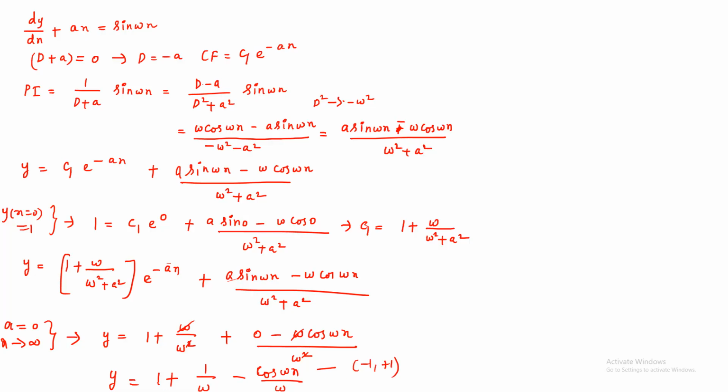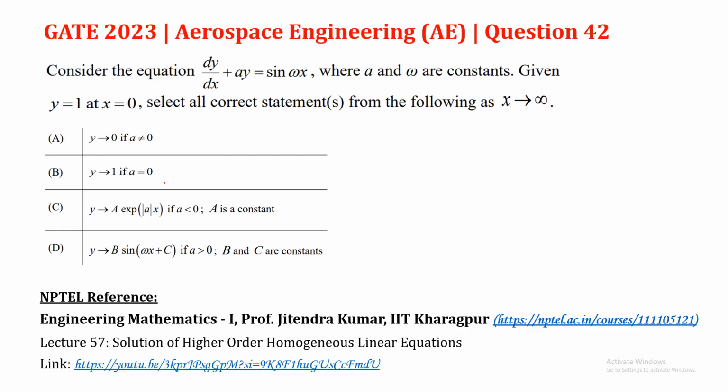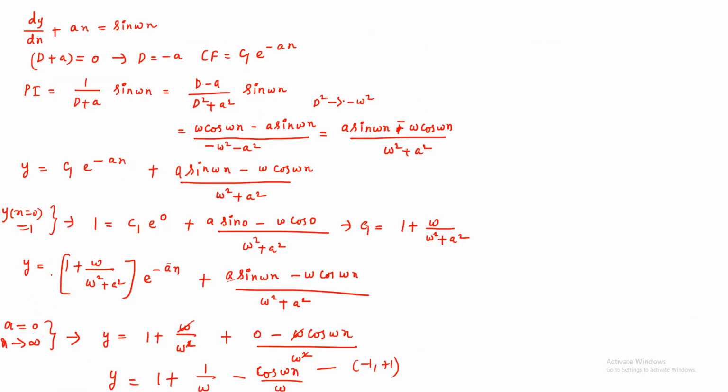So there will always be a value of 1 plus something when A is equal to 0, right? But the option that's been given is y tends to 1. That's not the correct solution. Okay. If A is not equal to 0, what will we get?